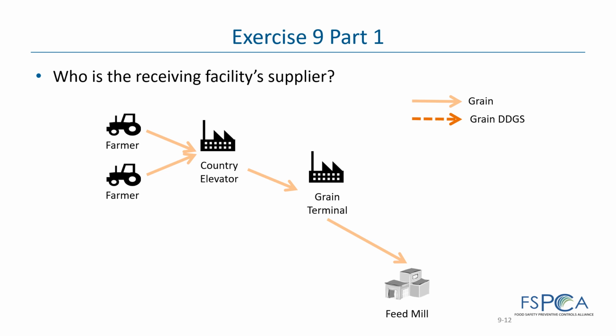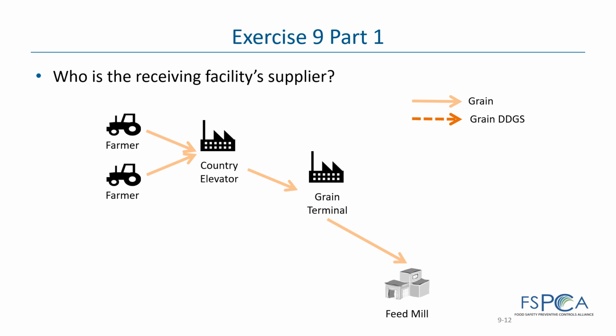But we also had some corn commingled at the country elevator, which brings in more suppliers. And then we had more commingling at the grain terminal, which brought in even more suppliers. So to answer the question, who are the suppliers to this feed mill? We don't know. We don't know how many farmers could possibly be contributing to the final truckload that makes its way to the feed mill.